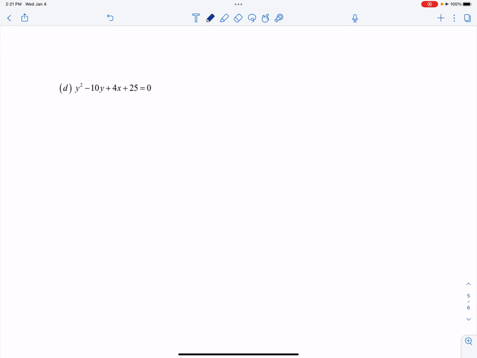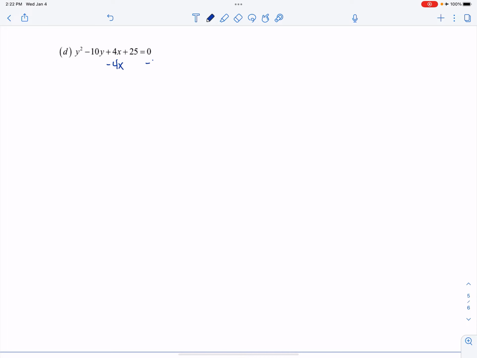Okay, let's find our characteristics of this one here. Now this one's put together in a different format, but we can move things around so that way it's easier to find these characteristics. So the first thing I'm going to do, since it's y squared minus 10y plus 4x plus 25 equals 0, I'm going to move the x to the other side. So if I subtract 4x, we'll have y squared minus 10y plus 25 equals -4x.